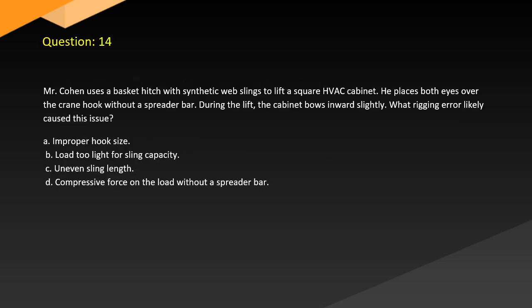Question 14. Mr. Cohen uses a basket hitch with synthetic web slings to lift a square HVAC cabinet. He places both eyes over the crane hook without a spreader bar. During the lift, the cabinet bows inward slightly. What rigging error likely caused this issue? A. Improper hook size. B. Load too light for sling capacity. C. Uneven sling length. D. Compressive force on the load without a spreader bar.